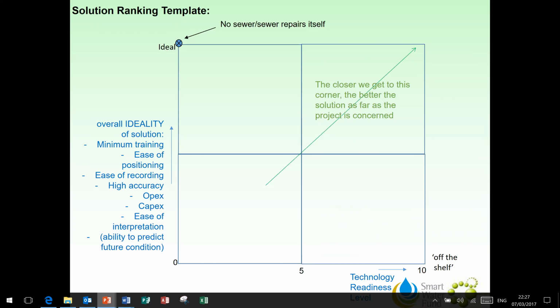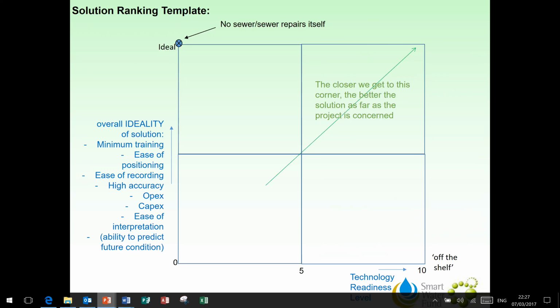Or we could actually go a step further, as that slide there indicates, and say, okay, well, we don't need to go into the sewer. The ideal solution is that the sewer never has a problem, or if it does have a problem, it repairs itself. So very much a utopian situation. And that's the top left-hand corner.